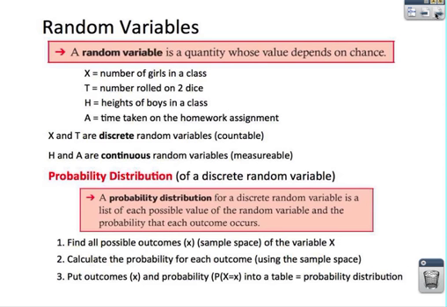They're distinguished because they are countable. H and A are continuous random variables, and they're unique because they are measurable. In probability, we're going to deal with the discrete random variables, and later on in statistics, we'll deal with continuous random variables.